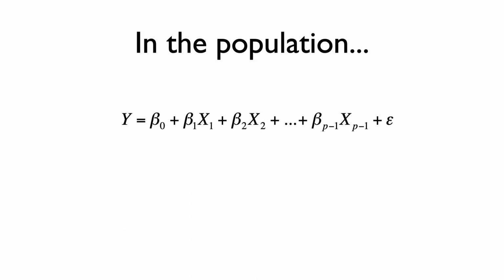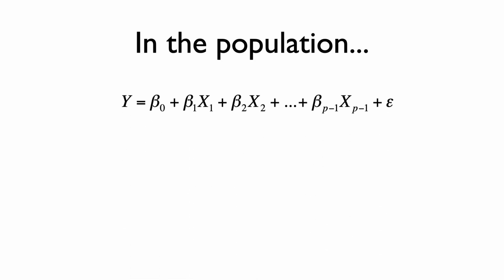So in the population, it looks like this. Now it's just y. What this is saying is, not y hat, this isn't a prediction. This is saying y is a combination of these things. So it's beta sub 0, it's a Greek letter, plus beta sub 1 x sub 1 plus beta sub 2 x sub 2 plus dot dot dot, beta sub p minus 1 x sub p minus 1 plus epsilon. Okay?